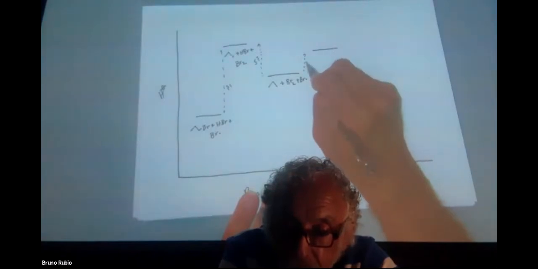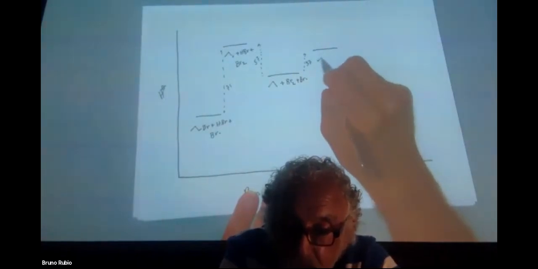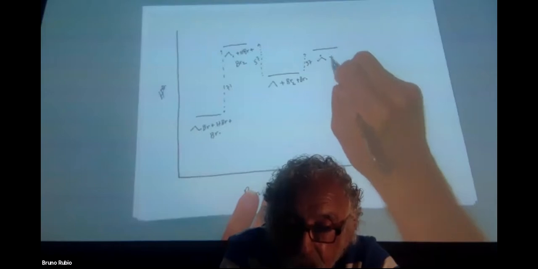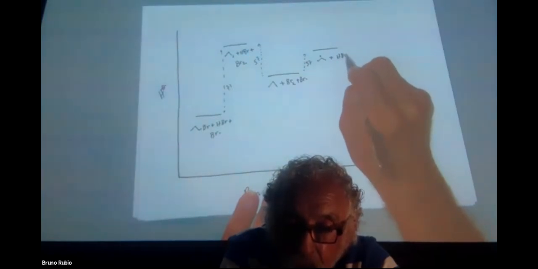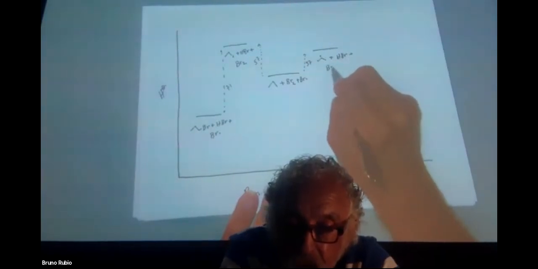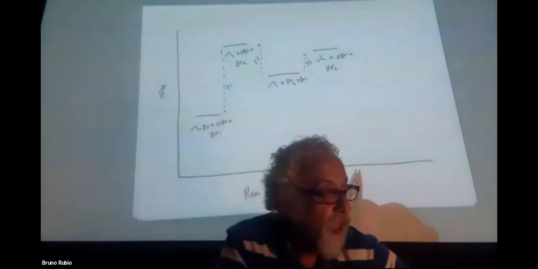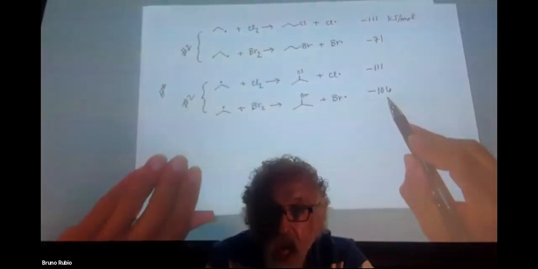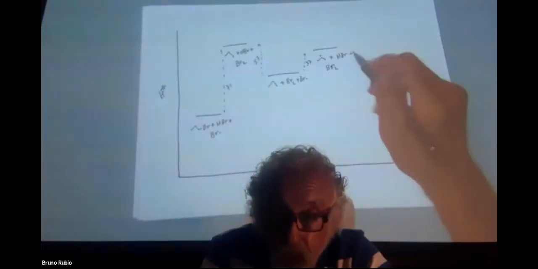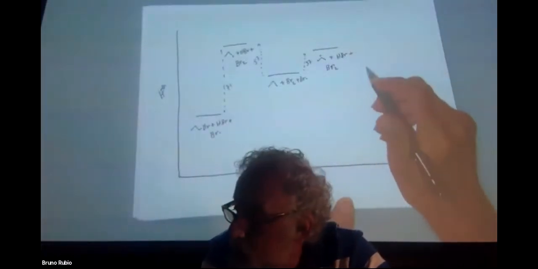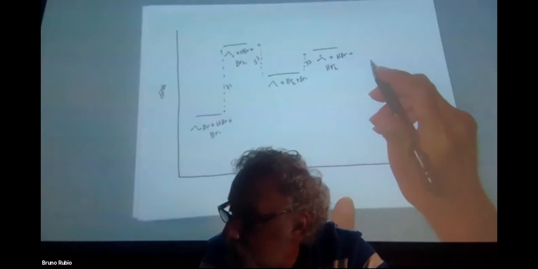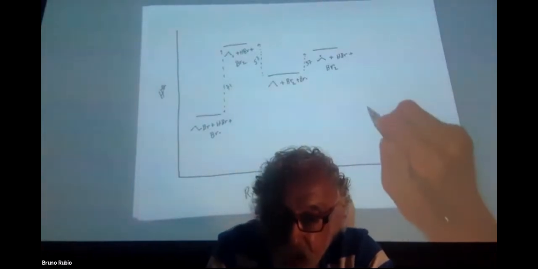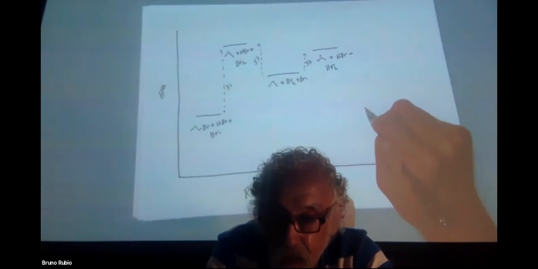So that's the 37. And who lives here? The secondary radical plus HBr plus Br2. And then I'm going to go down 106 in the second propagation step. So I'm going down 106. So that's going to be maybe down here somewhere. Obviously not to scale.